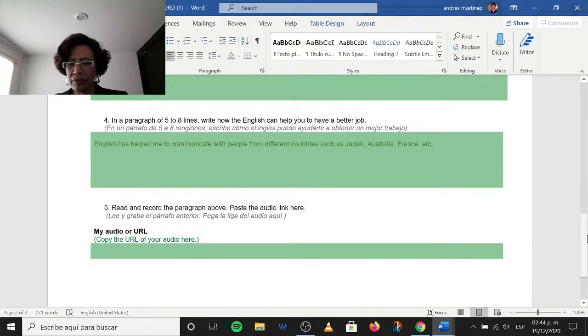So for that, I can mention you many advantages about speaking English. All right? Well, you write that. It says, English has helped me to communicate with people from different countries such as Japan, Australia, France, etc. In number 5, it says, read and record the paragraph above. Paste the audio link here.